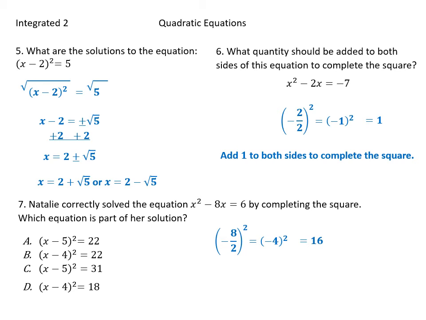And what we got there is right there, negative 4 squared. That negative 4 tells me what's going to be inside the parentheses with x. So x minus 4 quantity squared equals 6 plus 16. So x minus 4 quantity squared equals 22. So the answer is B.